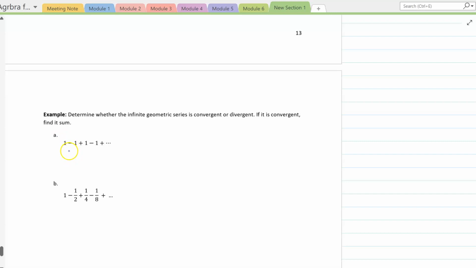So here we note that a sub 1 equals 1, a sub 2 equals negative 1, a sub 3 equals 1. So this is the geometric series of the form a sub n equals 1 times negative 1 to the n minus 1. Well, here r equals negative 1, the absolute value of r equals 1. So this tells us that this series is diverged.